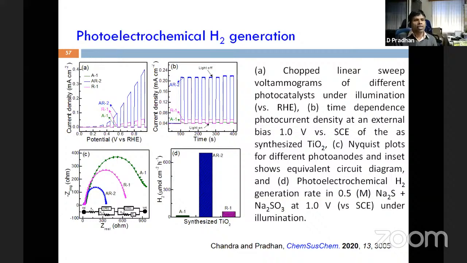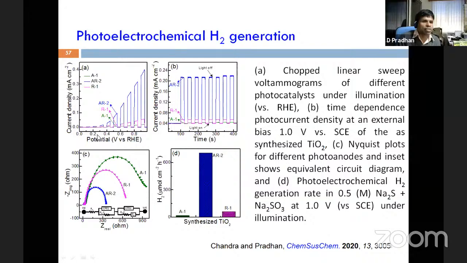Electrochemical hydrogen generation was again performed on the same set of selected samples. In the first graph, the current density versus potential, which is an LSV curve, was done in a light chopping mode. What you see is that when light is allowed, the current shoots up, while the potential is increased versus the reversible hydrogen electrode.